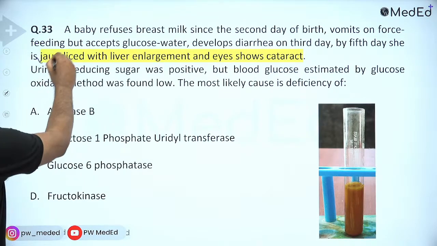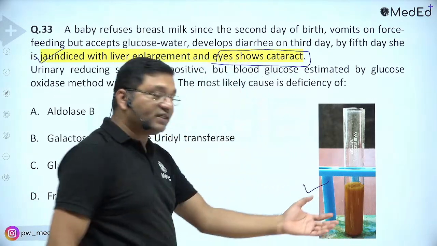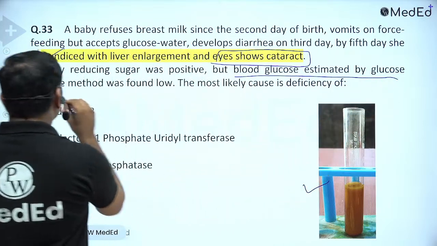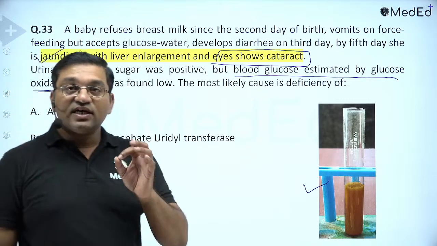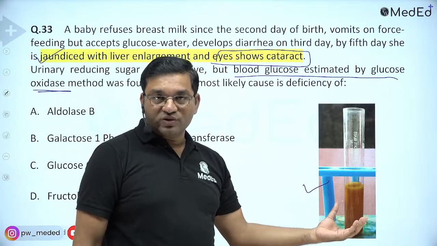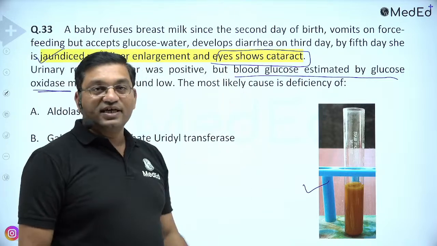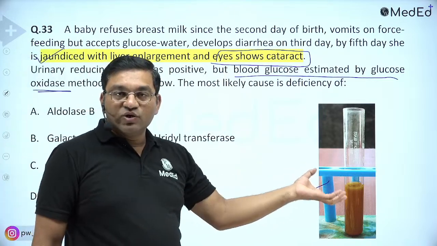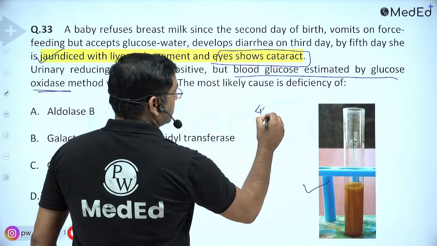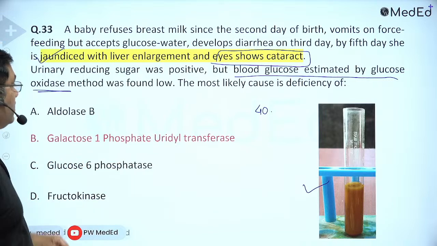Jaundice with liver enlargement and eyes showing cataract, and the test for reducing sugar, the Benedict test, is positive. But blood glucose estimated by the glucose oxidase method, which estimates beta-D-glucose, is negative. So the Benedict test is positive but the GOD-POD test is negative. That indicates it is a case of galactosemia, with excretion of reducing sugar in the urine. This is point number 40. So this is galactosemia due to a defect in the enzyme galactose 1-phosphate uridyl transferase.